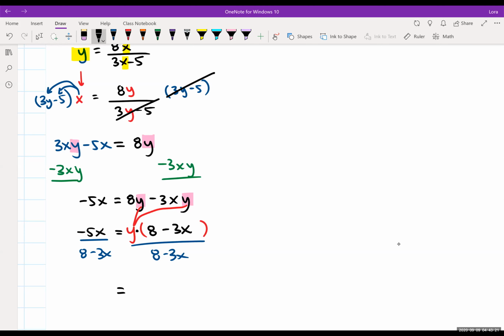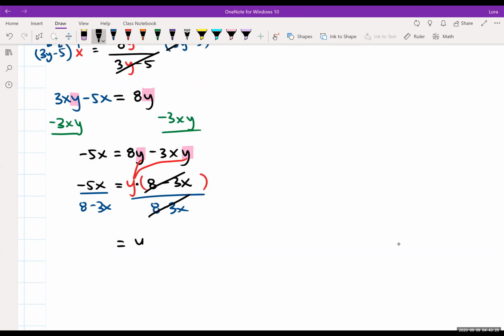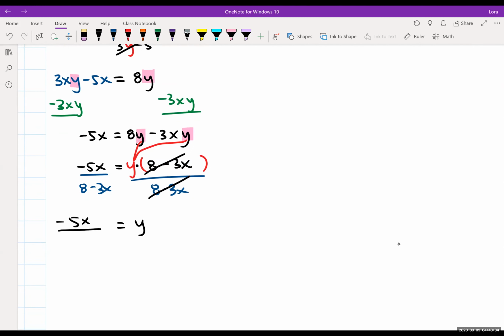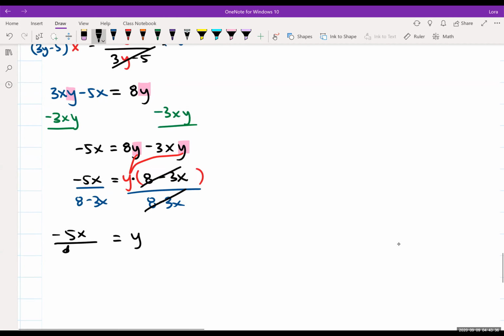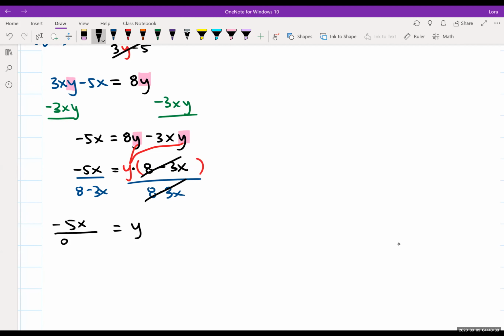So what happens is the 8 minus 3x divides out on the right-hand side. We are left with the y. And on the left-hand side, we have another rational expression. I'll write that a little nicer for you. Negative 5x over 8 minus 3x. Now we've isolated it. We've solved for y.